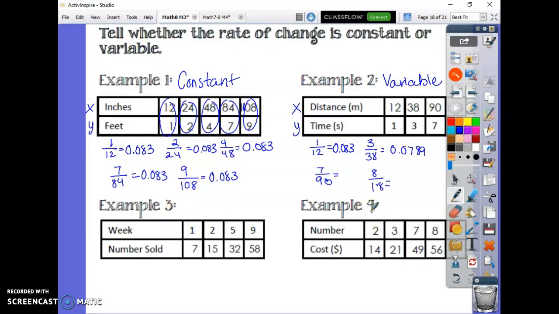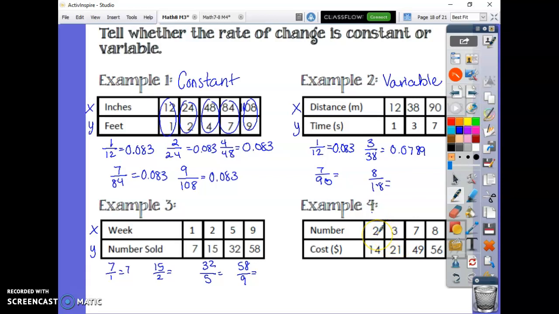All you're going to do is take your y's, divide them by your x's. So for the first one, 7 divided by 1, well, that's going to be 7. 15 divided by 2. 32 divided by 5. And 58 divided by 9. See what answers you get, and if they are all the same answers, then this will be a constant relationship. If they are different answers, then it will be a variable relationship.